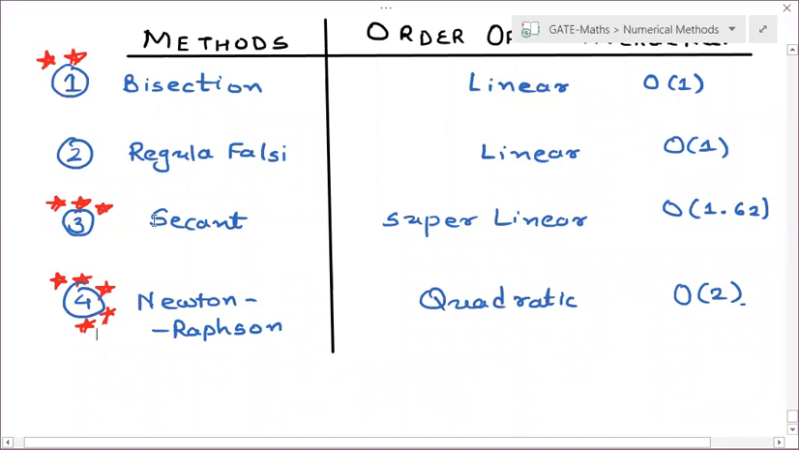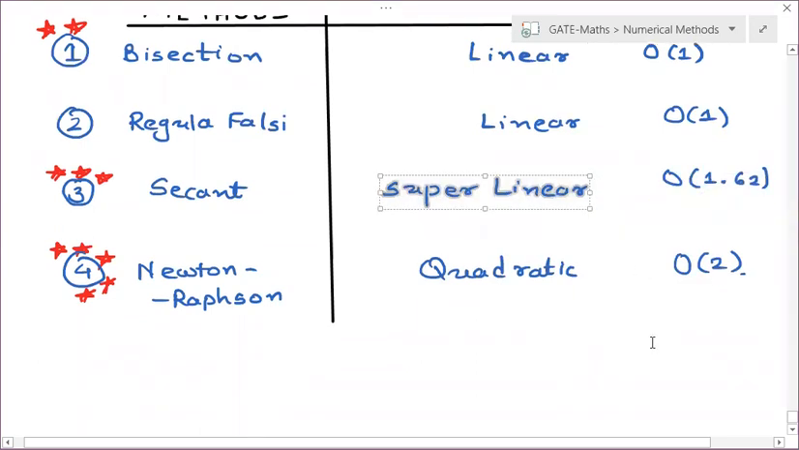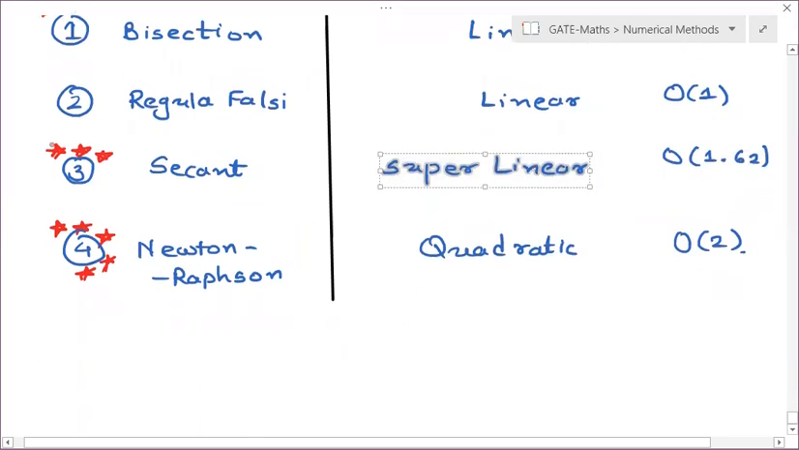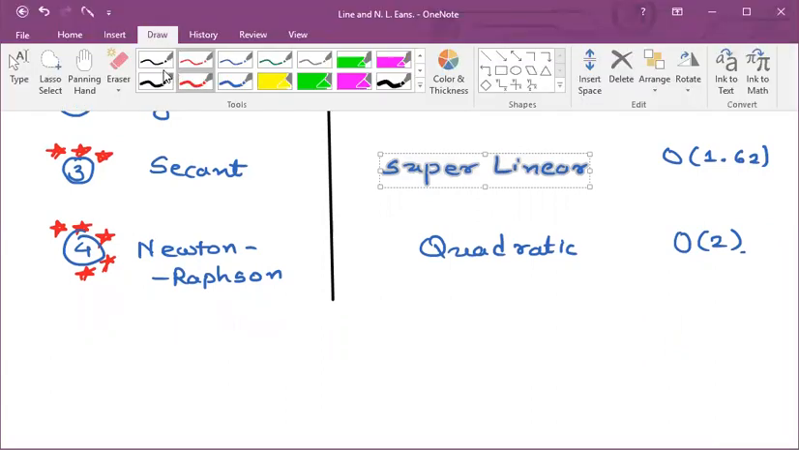Superlinear. सुपरलीनियर का मतलब क्या है? हाँ, now exactly the meaning of superlinear is nothing but, see, its order is 1.6. So it is between 1 and 2. For 1 it is linear, right? And for 2 it is quadratic. So that's why 1.62 is in between linear and quadratic. That's why it is termed as superlinear. There is not any other significance of it.